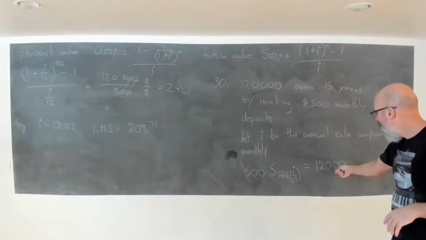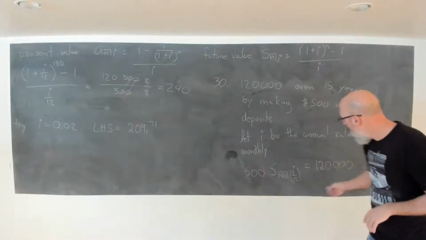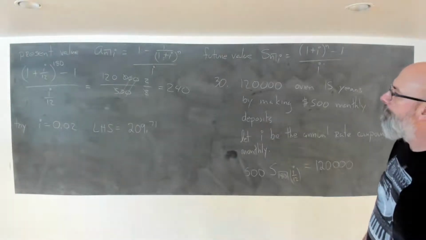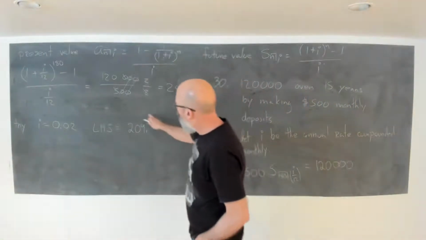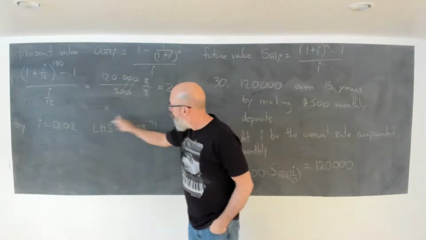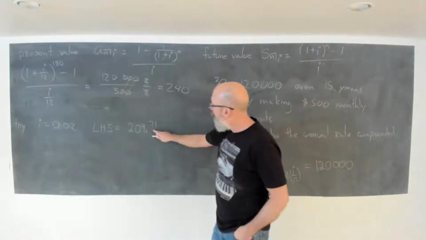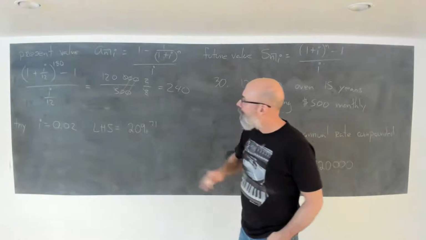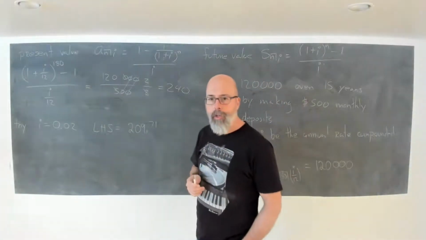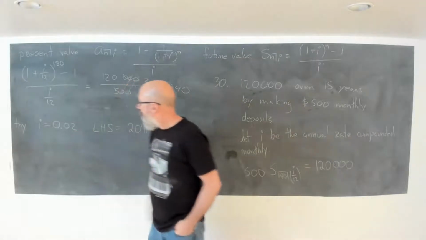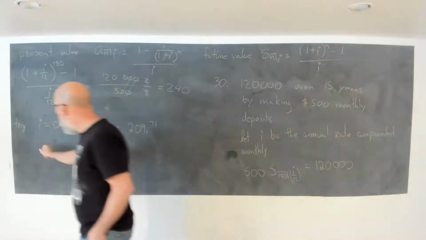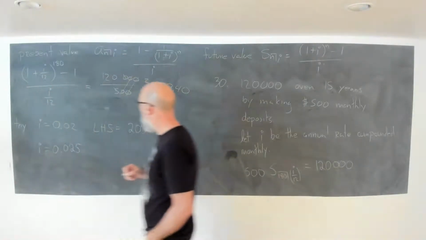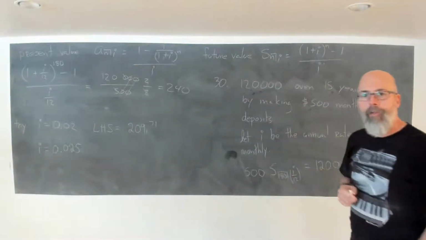It's really 120,000 divided by 500. So you see, starting out with the 2%, we've got 209.71, slightly less than what we want. So our answer is going to be a bit bigger than 2%. Let's try 0.025. Let's see how that works out.